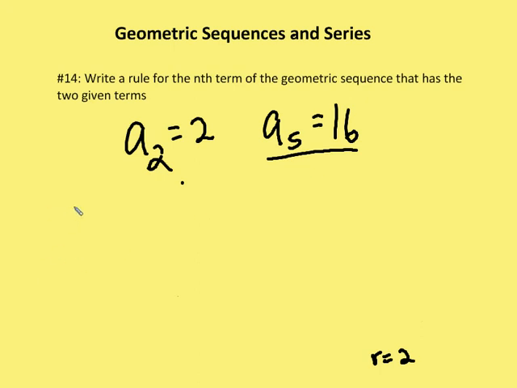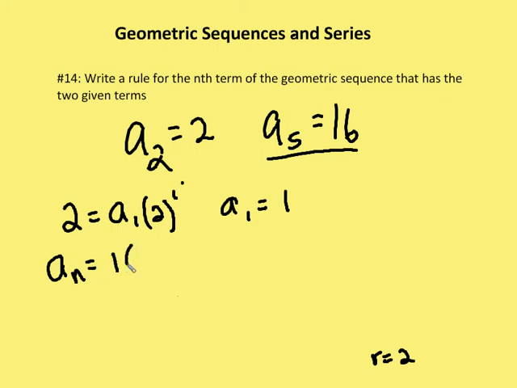And so I'm going to rewrite this as 2 is equal to a sub 1 times r, which is 2, to the n minus 1, 2 minus 1 to the 1. So I have 2 is equal to a sub 1 times 2 to the 1, which is 2, or I have a sub 1 is equal to 1. So now I can figure out my rule. A sub n is equal to a sub 1, which is 1, times my common ratio of 2 to the n minus 1.